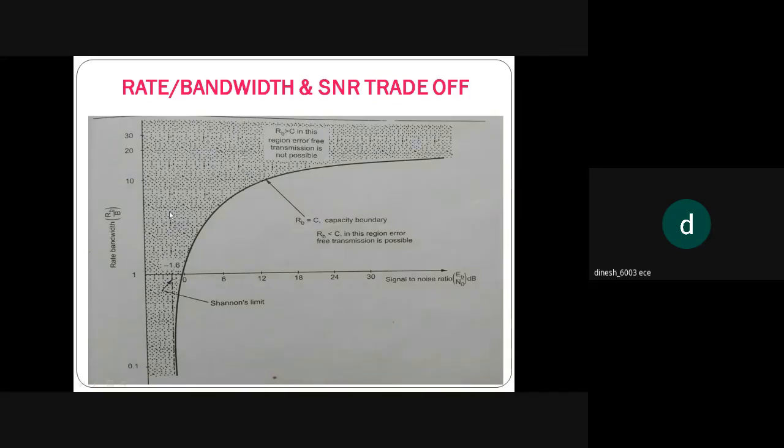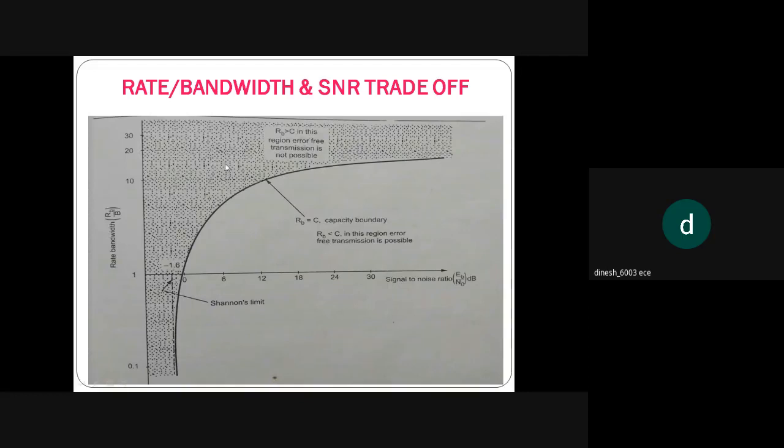These dots and points show regions with different probabilities, rate of bandwidth with respect to the signal to noise ratio, and how many bits are being affected. Whereas when you see Rb less than C, in this region none of the bits are being affected. So we call it the error-free region. Error-free transmission is possible in this region.